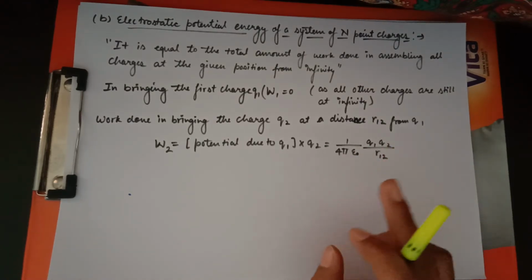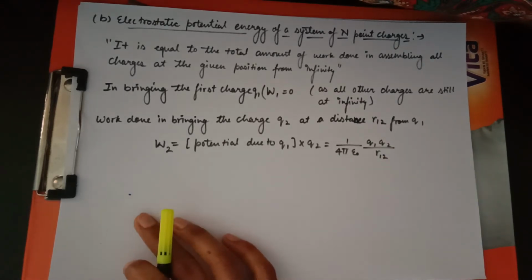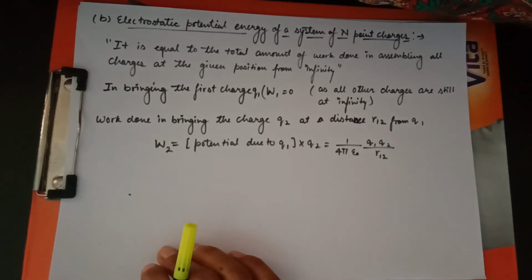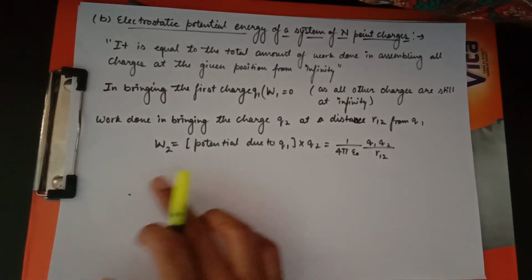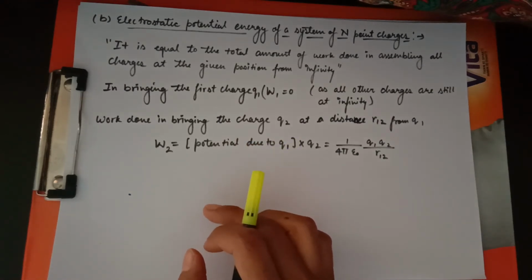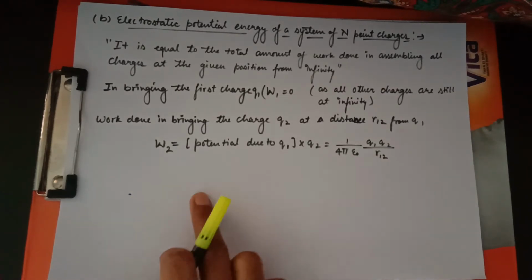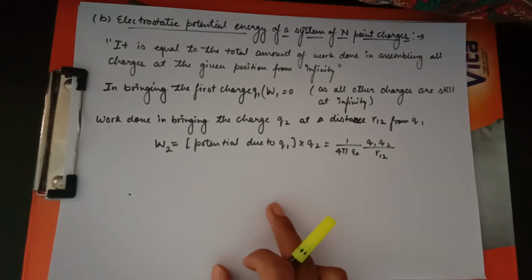Now as there are two charges in the system, the first charge is q1 and the other charge is q2. If I now bring a third charge q3, then the work done in bringing the charge q3 will be equal to the potential due to q1 and q2 into charge q3.